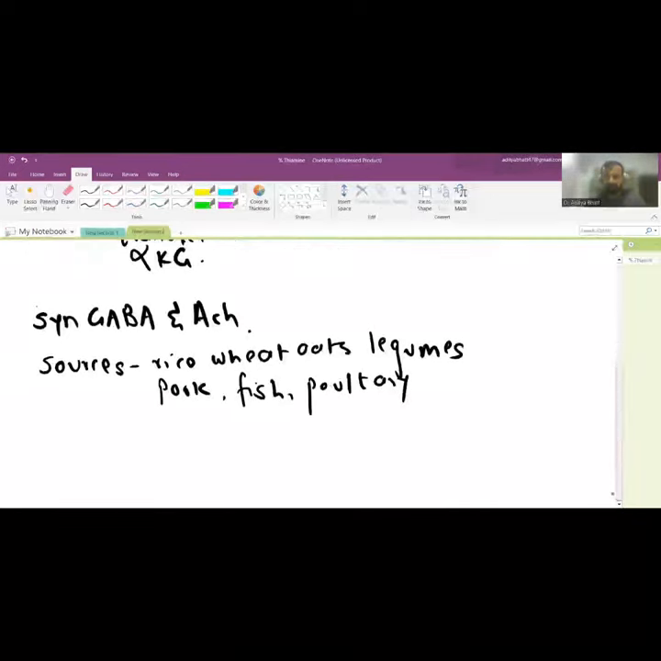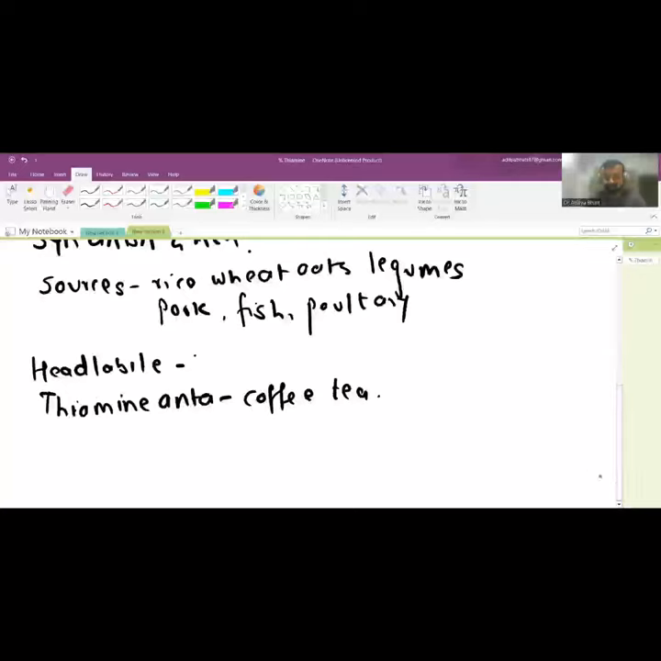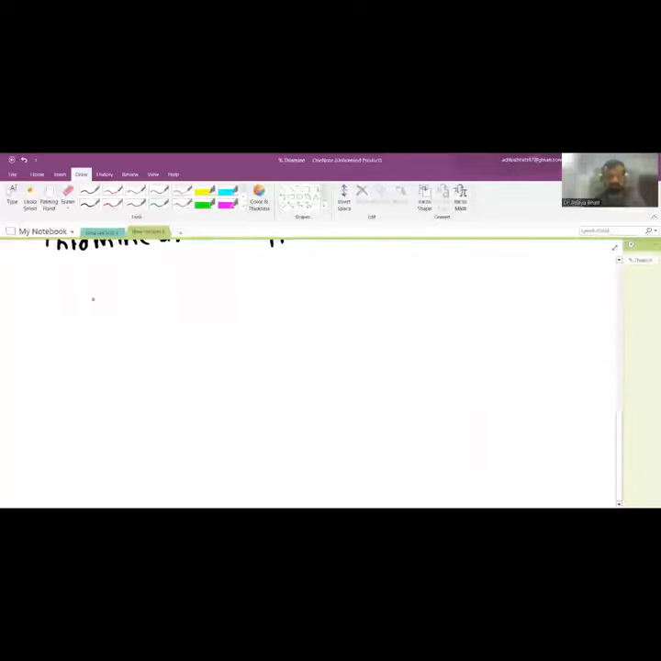And thiamine is also water soluble, as we know, and it is heat labile. Most of the vitamin is lost or destroyed if the rice is boiled, heated and washed multiple times, and there is destruction of this vitamin. Also, there are thiamine antagonists. What are thiamine antagonists? Coffee and tea. So, this is something basic about thiamine, and now we'll go into thiamine deficiency.